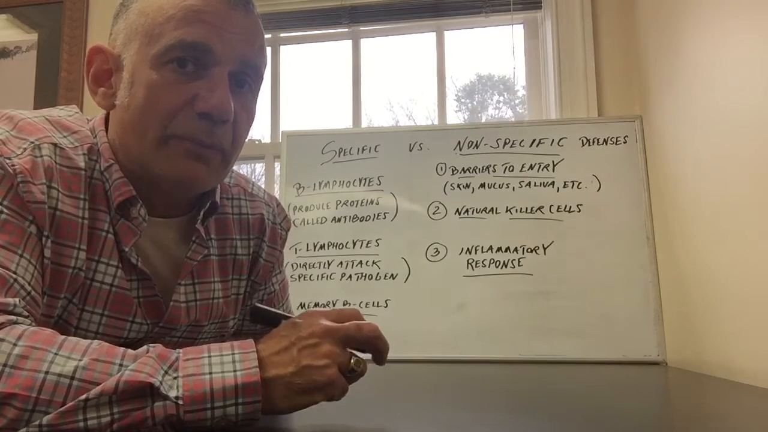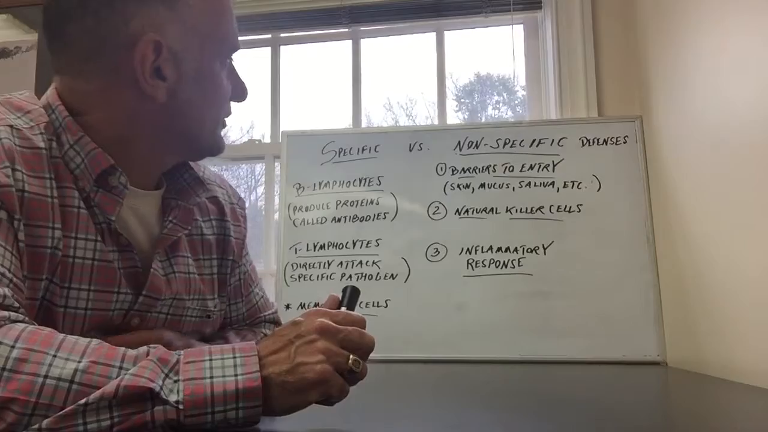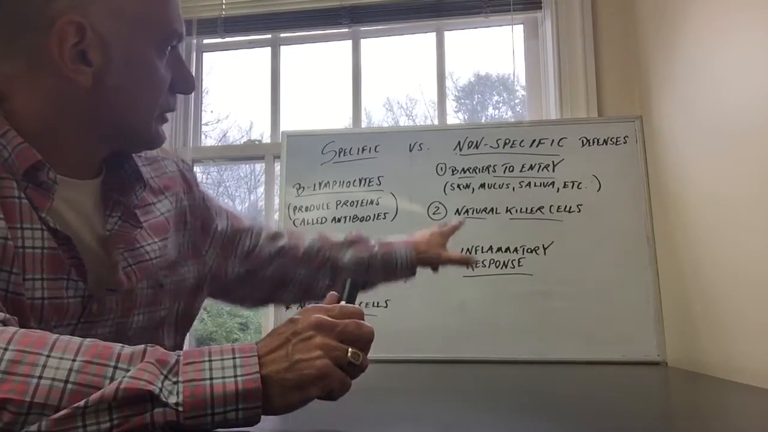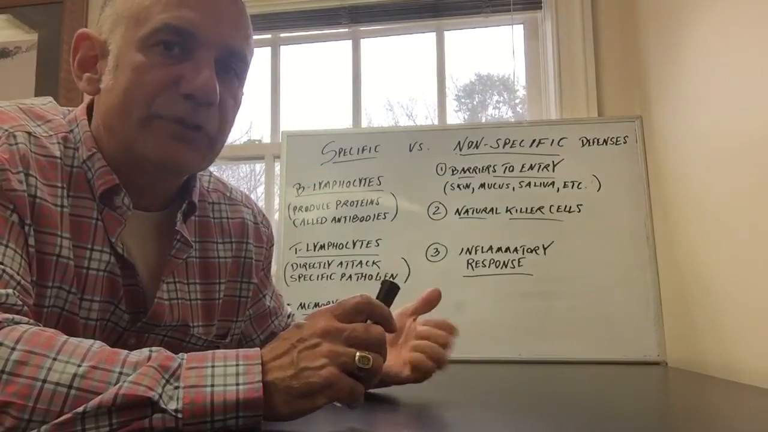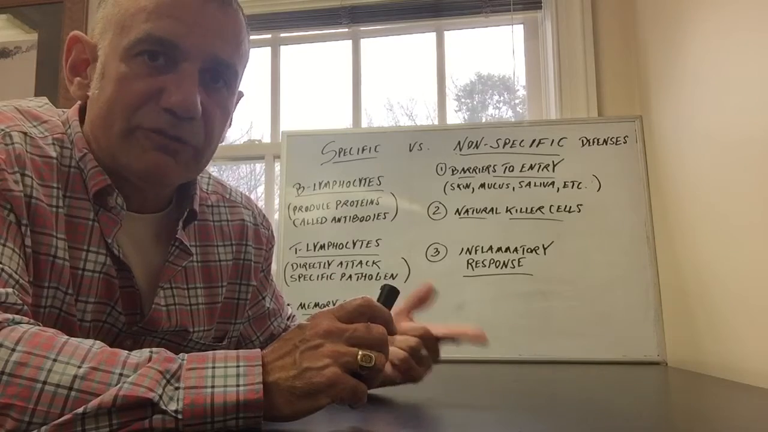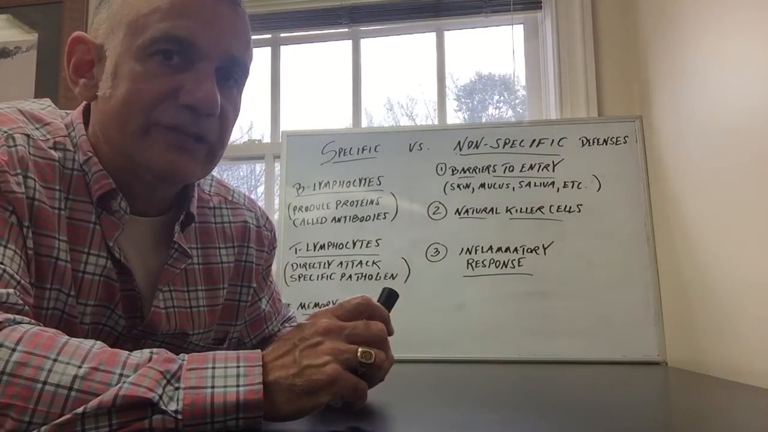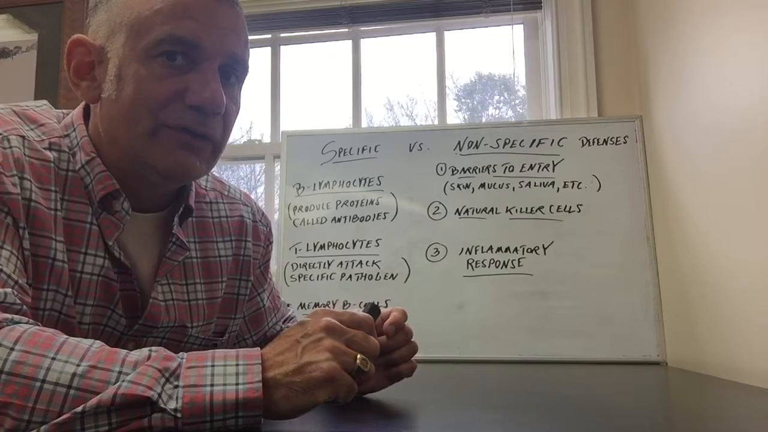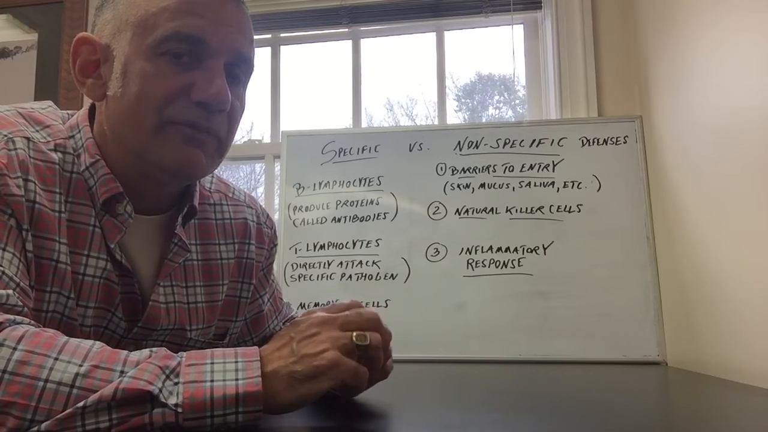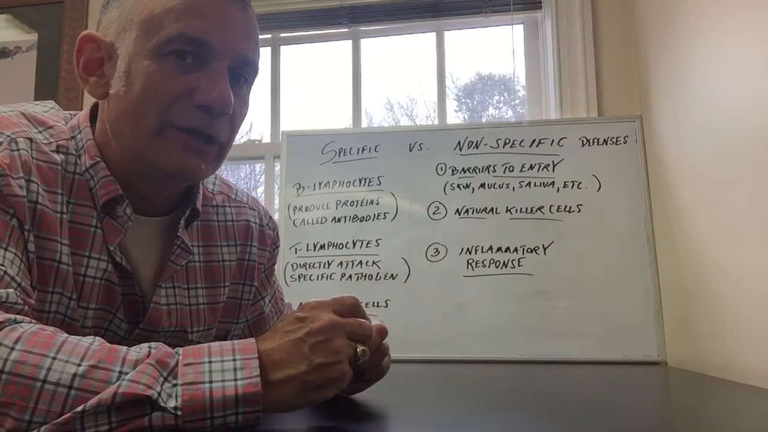Again, watch that video that I posted yesterday. So your non-specific defenses fall into 3 categories. Barriers to entry, things that keep it out. Your skin, mucous membranes, mucus, saliva, the oil on your skin, acid in your stomach. Those are all things that are going to help prevent things from proliferating, getting into your body in the first place.